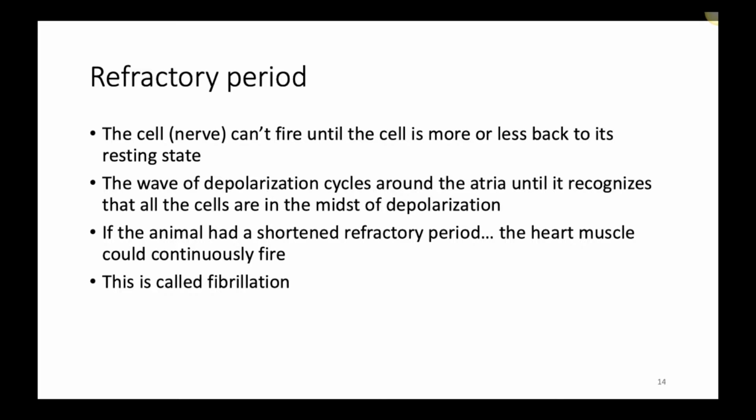So then we have the refractory period. And like I said, the nerve can't fire until the cell is more or less back to its resting state. The wave of depolarization cycles around the atria until it recognizes that all the cells are in the midst of depolarization. If the animal had a shortened refractory period, the heart muscle could continuously fire. This is called fibrillation.